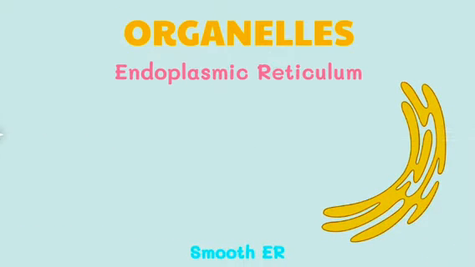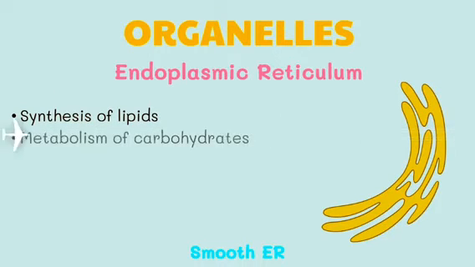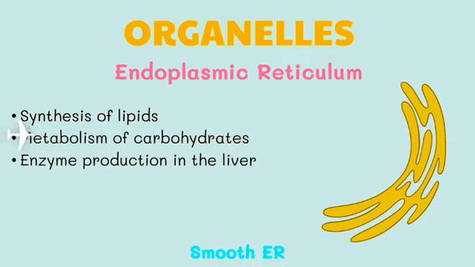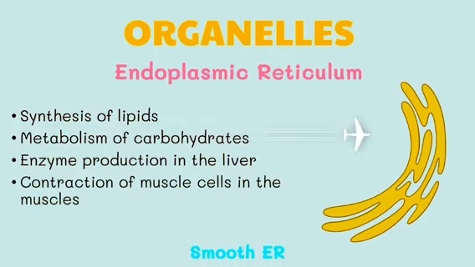On the other hand, the smooth ER is involved in the synthesis of lipids, like phospholipids, which are used to build the cell membrane. Other functions of the smooth ER include metabolism of carbohydrates, enzyme production in the liver, and contraction of muscle cells in the muscles.